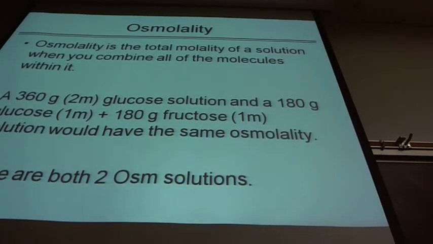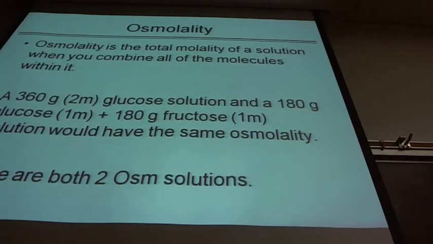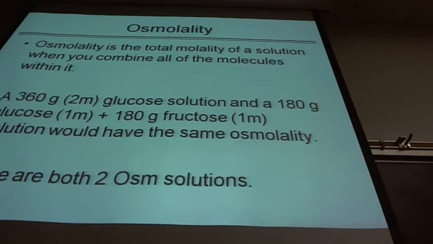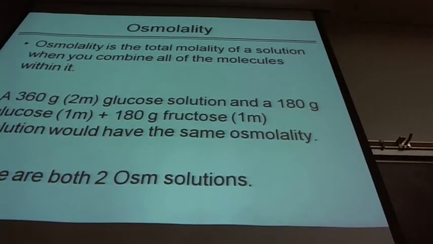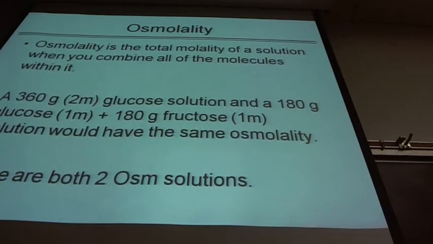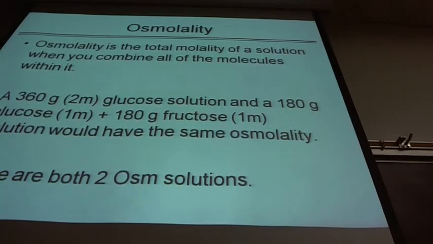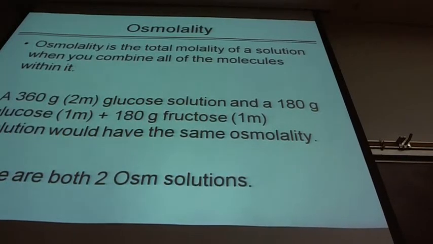Now, if I wanted to make the solutions equal, I would have to use either 360 grams of glucose, 2 moles, and 1 mole of sodium chloride, or else I would have to use 1 mole of glucose and half a mole of sodium chloride, because sodium chloride exerts twice the amount of osmotic pressure. Okay?